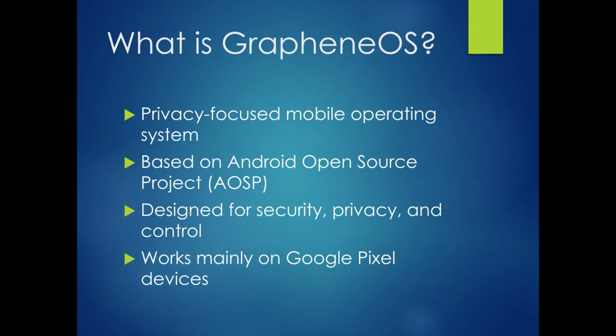So let's see first what GrapheneOS is. Basically, it's an Android version, a branch from Android. It's a privacy-focused mobile operating system based on the Android Open Source Project, AOSP, designed for security, privacy, and control. It works mainly on Google Pixel devices. Currently it works on Google Pixel, but soon it should be available for other mobiles also, if you want to install it.